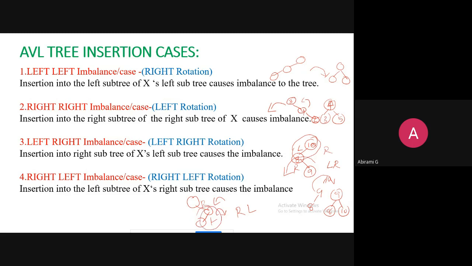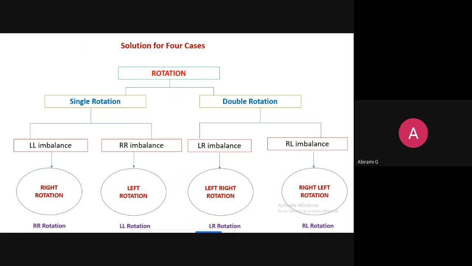So if you want to insert any node, and the case is either left-left imbalance or right-right imbalance or left-right or right-left imbalance, then we have to rotate the tree. If it is left-left imbalance, it requires only right rotation, that is single rotation. If it is right-right imbalance, it requires only a single left rotation. This is LL imbalance, RR imbalance, LR imbalance, RL imbalance. For LR and RL, the rotations are left-right and right-left, from lower level to upper level. This is a diagram for that.